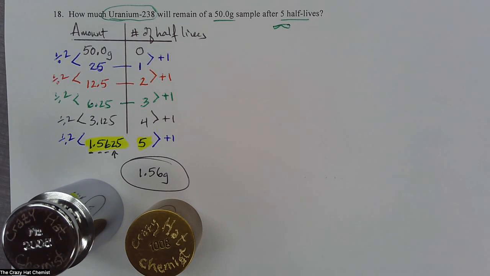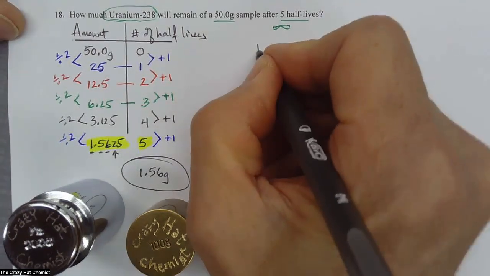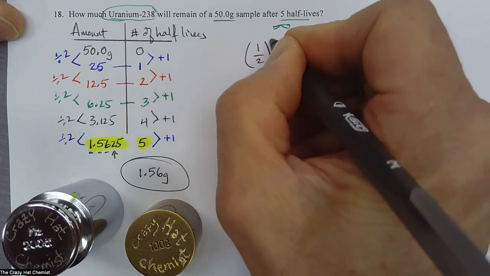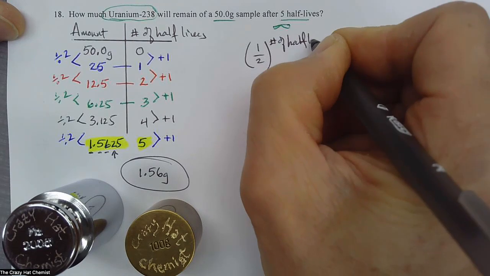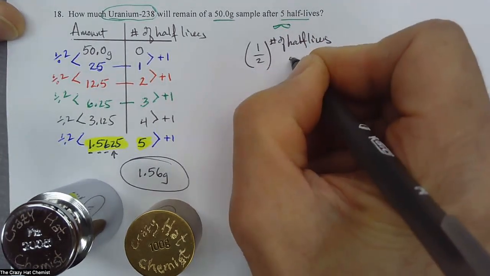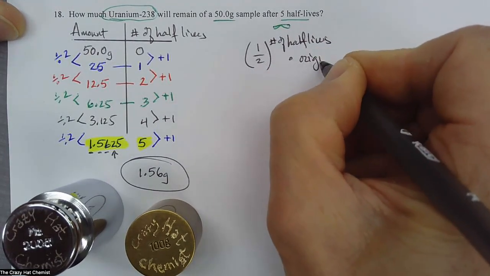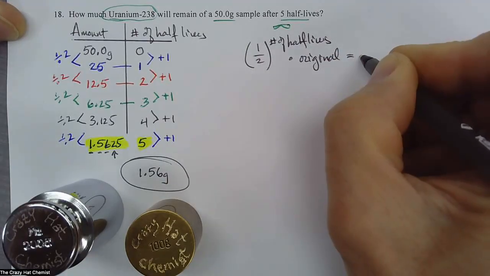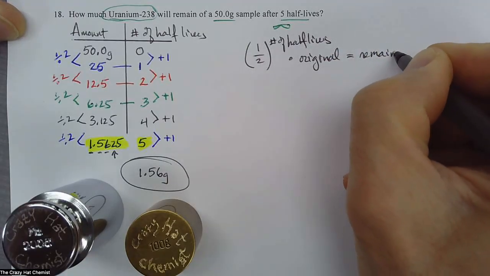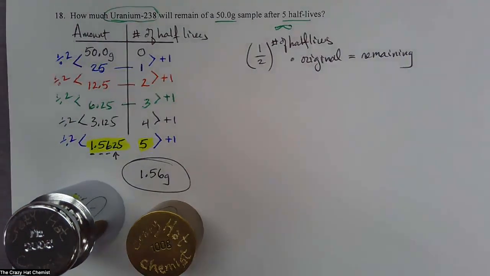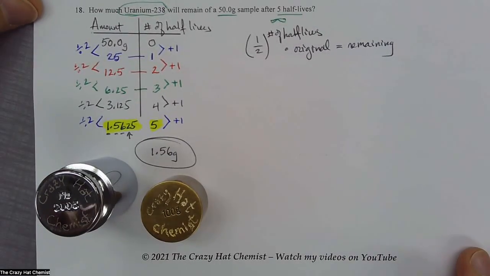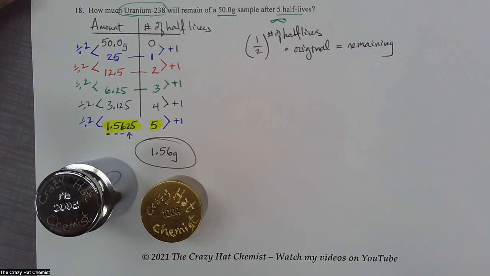So the other equation is 1/2 to the power of the number of half-lives, times the original, equals amount remaining. And so you just need to use this one. This one works very nicely as well. It's a fantastic method, and I personally like this one quite a bit. Most students like this one eventually after they get used to it.